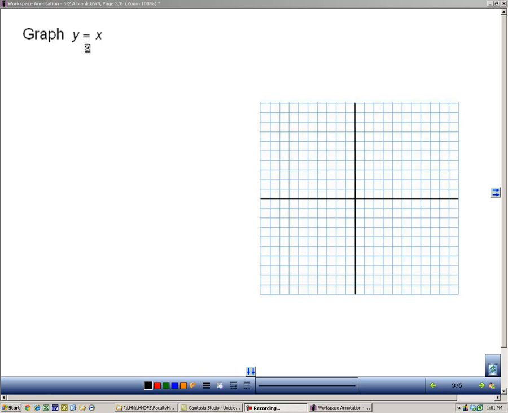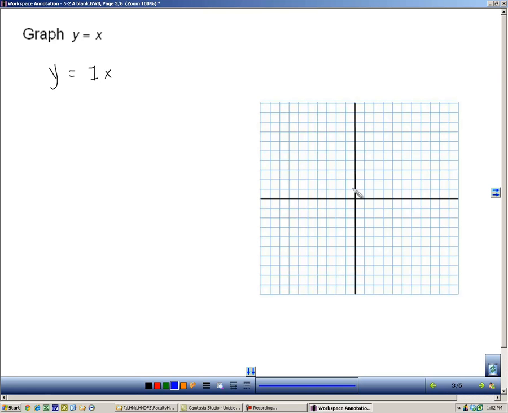Here we have to graph this equation, y equals x. We know it's a direct variation because it's in the form y equals kx. In fact, if you wanted to rewrite it as 1x, you could, so you know the k is 1. Because it's a direct variation, we know the two facts that it goes through the origin and the k acts like the slope. So we can use that.